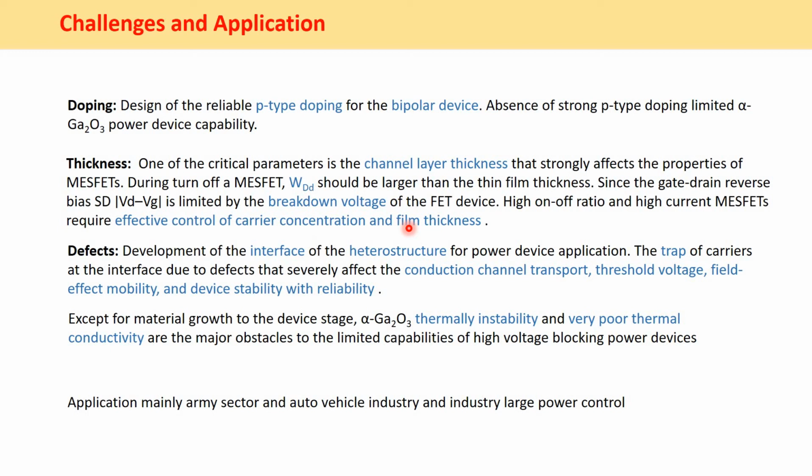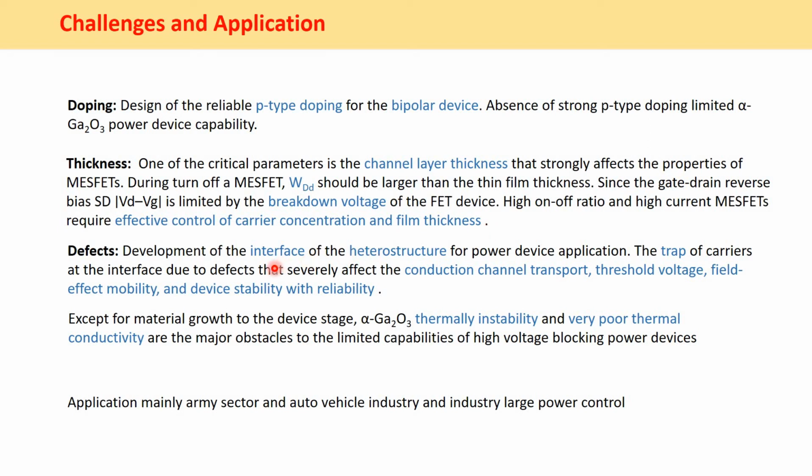Next is thickness. The most important factor in a MOSFET power device is the channel layer thickness, to evaluate the performance of the device. We have to critically control the channel layer thickness, and also control the carrier concentration for better performance, and it will eventually affect the device breakdown voltage.